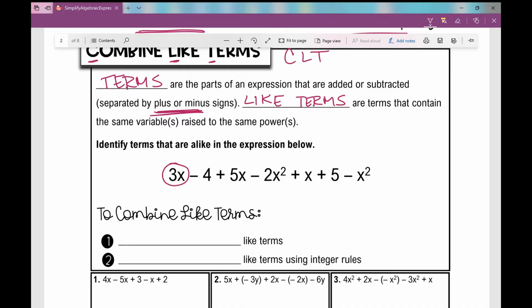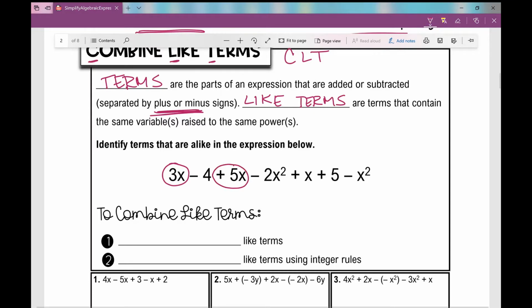Remember, terms are separated by plus or minus signs. So that's a term, that's a term, that's a term, that's a term. How many terms do I have in this expression? 1, 2, 3, 4, 5, 6, 7 terms. So let's find the terms that are like 3x. Same last name, x is the last name.